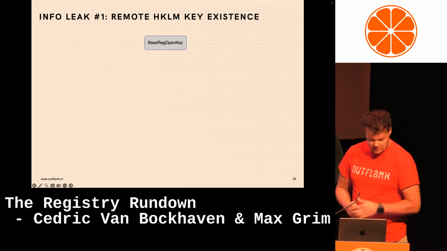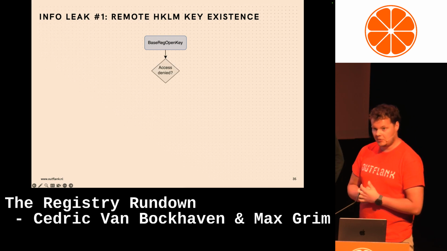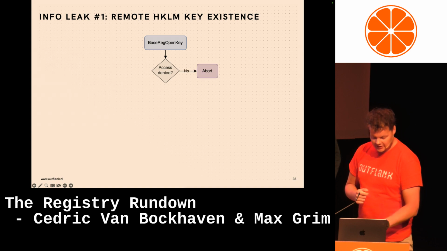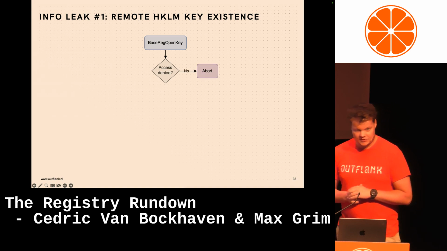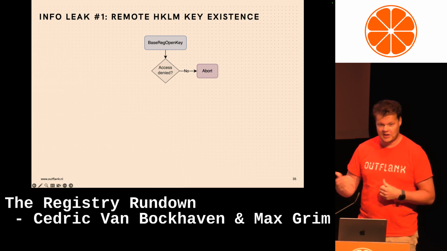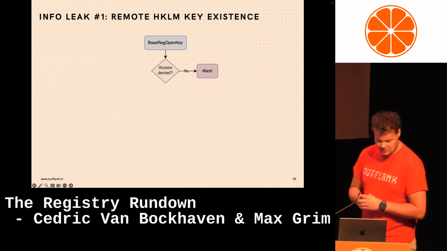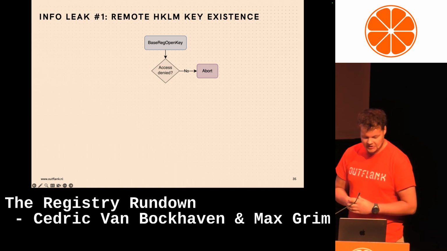So I have it visually here. First we open the key. And here we should get an access denied because we're a regular domain user, right? And if we do not get an access denied, we should actually abort, because otherwise it would mean that the next step we're going to delete the key. We're actually going to delete the key on a remote system. And generally you don't want to do that on a production system. So this is like a safety check in there.